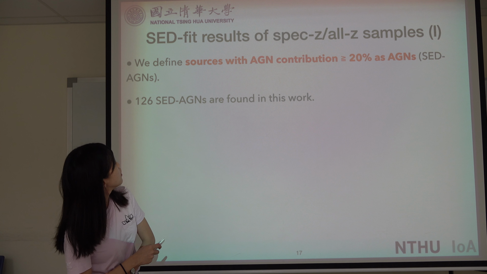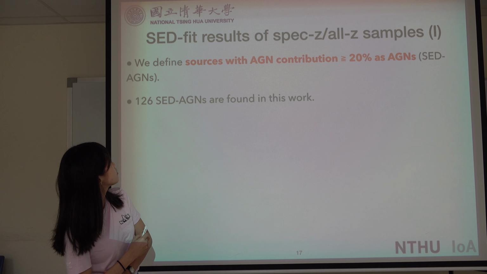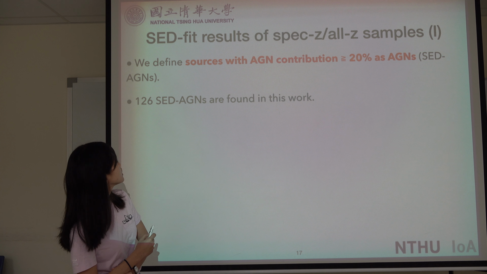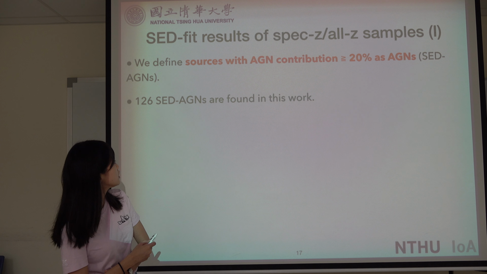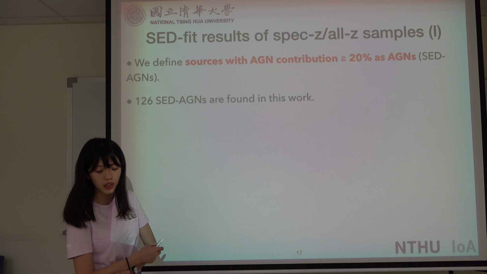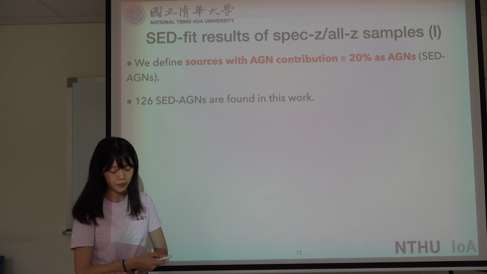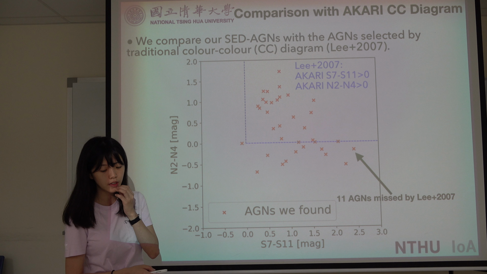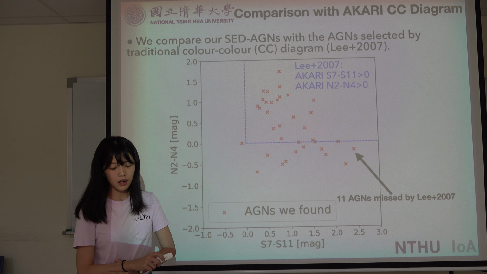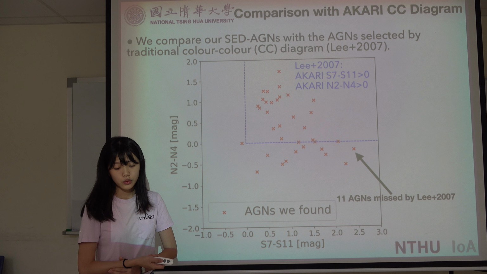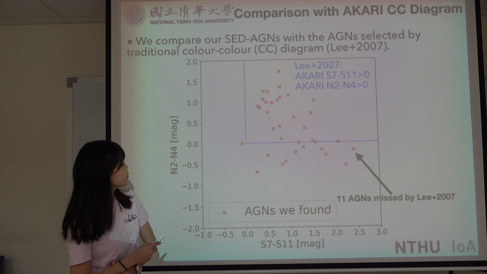So in this work, we define sources with AGN contribution larger than 20% as AGNs, which we call SED AGNs. And in total, there are 126 SED AGNs found in this work. And we also compare our selected AGNs with AGNs selected by the traditional color diagram. So we found that we can recover 11 AGNs missed by previous work.